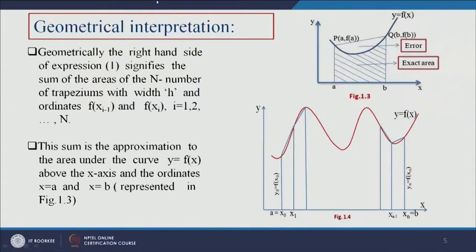In geometrical interpretation, in each section this error is getting reduced, but in the total section this error is very large compared to the lower graph here. That is n trapeziums with width h with ordinates f(x_{i-1}) and f(x_i). Considered geometrically, the sum of the approximations of the area under the curve y = f(x) above the x axis, between the ordinates x = a and x = b, gives the area under this curve.